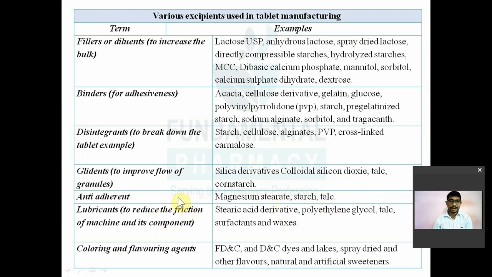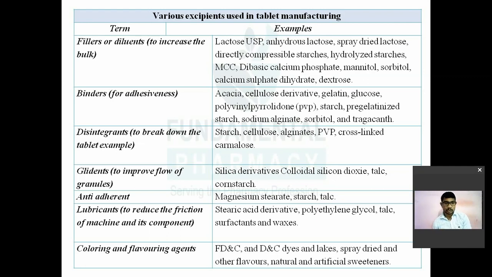Then anti-adherents, examples: magnesium stearate, starch and talc. Now what do you mean by anti-adherent? When you do the tableting process, at that time a lot of fines are generated, so that should not adhere to your formulation, that should not interfere with the formulation. So to remove that, anti-adherents are used. That is magnesium stearate, talc and starch.